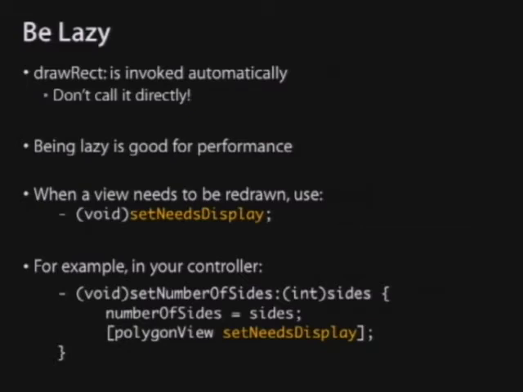So don't call drawRect. If you really want your view to be redrawn, what you call is setNeedsDisplay. In our Hello Poly assignment, you change the number of sides and you want that view to redraw. You tell the poly view setNeedsDisplay. And then the next time through the run loop, or the next time the view hierarchy decides it's a good time to draw, it'll call drawRect on your class.